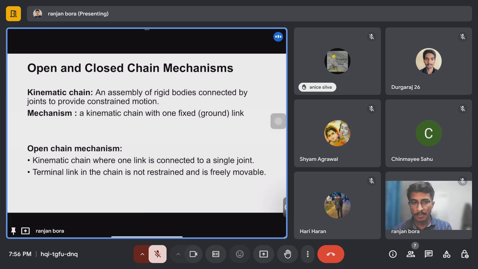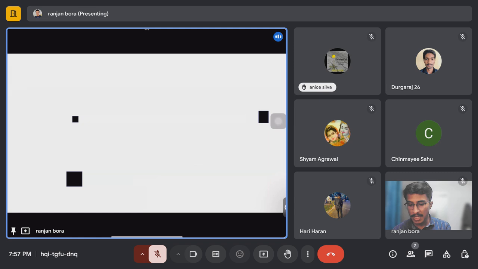So we have two types of mechanism. One is open chain and another one is closed chain. In the open chain mechanism, the terminal link in the chain is not restrained and is freely movable. And here one link is connected to a single joint. And what is a closed chain mechanism? In a closed chain, the terminal link meets enough resistance to restrain its free motion.